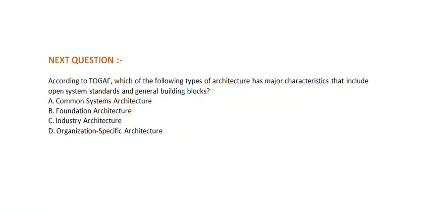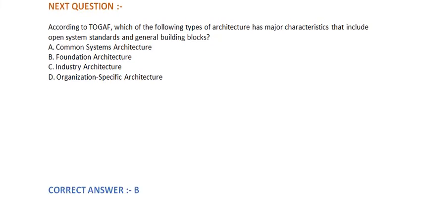Next question is, according to TOGAF, which of the following types of architecture has major characteristics that include open system standards and general building blocks? Option A, common system architecture. Option B, foundation architecture. Option C, industry architecture. And option D, organization specific architecture. The correct answer is option B.